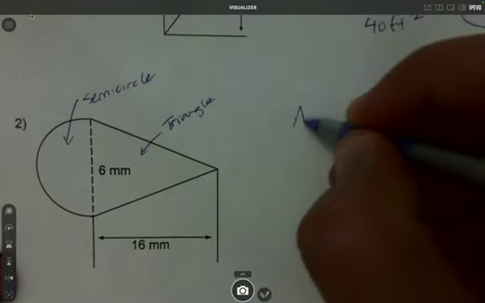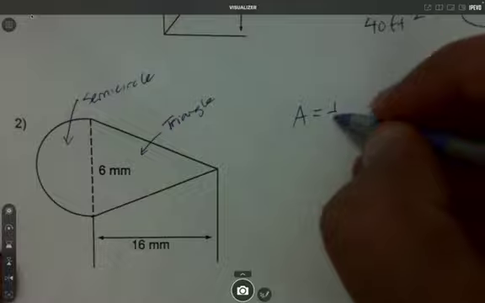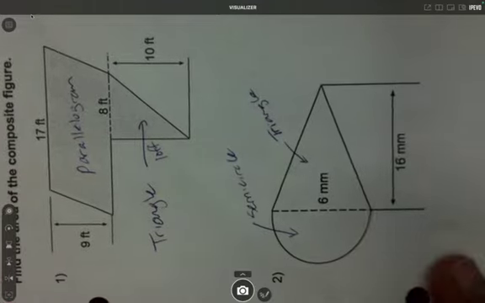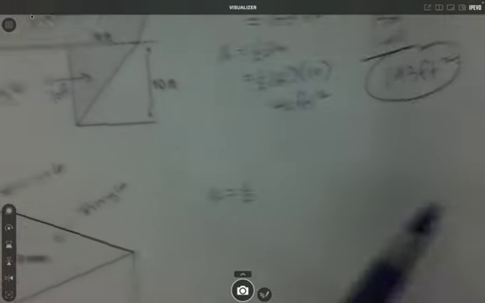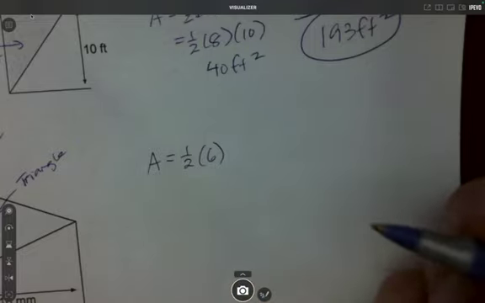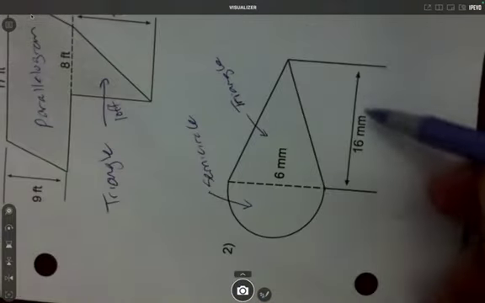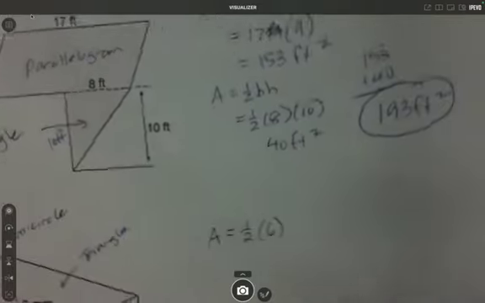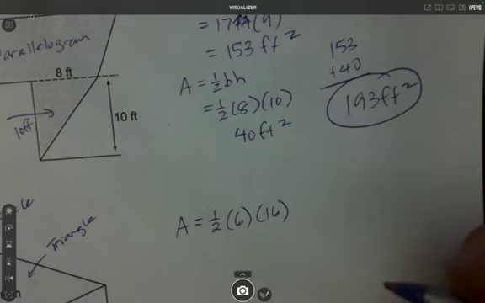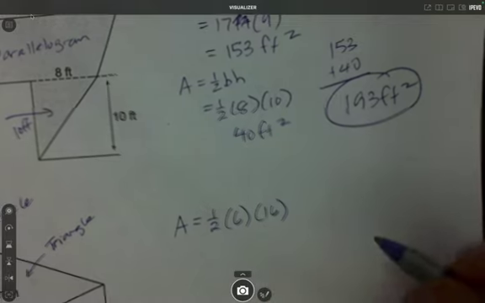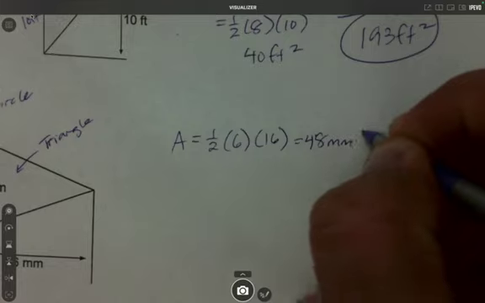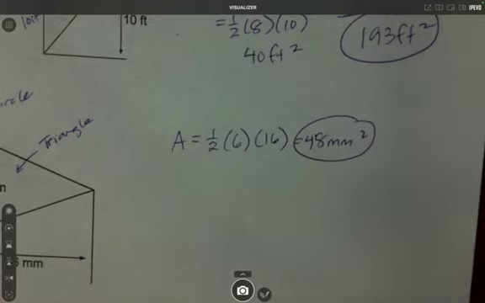So for the triangle, and it doesn't matter which one you do first or second, we do half times base times height. Our base would be the 6 millimeters, because if you think about it this direction, that's the base of the triangle, 6 millimeters. And its height, again, if you're looking this way, its height is 16 millimeters. So the base is 6, the height is 16. So we multiply those together, and we get 48 millimeters squared. Sorry, I should have circled that. It's not the final answer, but that is the area for the triangle.